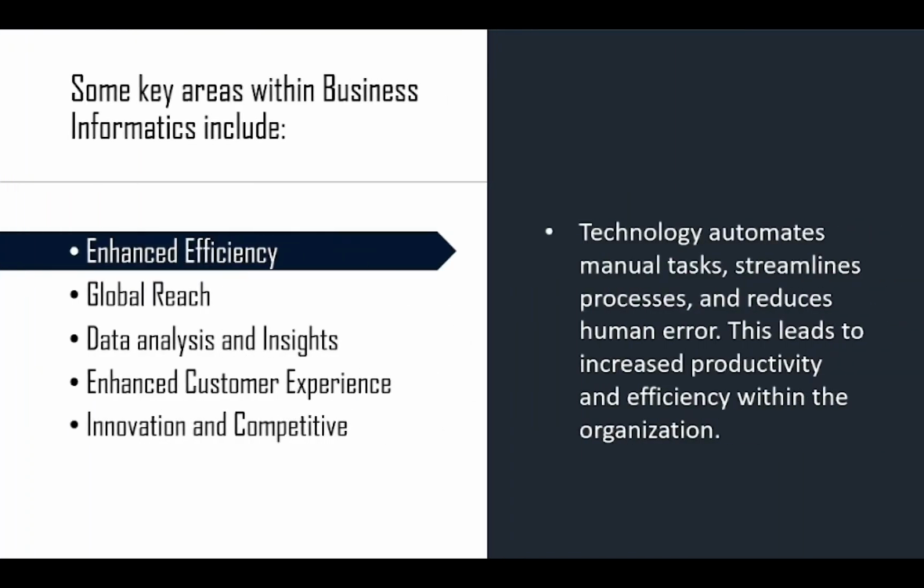Here are some key areas within business informatics, including enhanced efficiency, global reach, data analysis and insights, enhanced customer experience, and innovation and competitiveness. Firstly, enhanced efficiency. Technologies automate manual tasks, streamline processes, and reduce human error. This leads to increased productivity and efficiency within the organization. With the help of technologies, the workload is reduced, and the work becomes more accurate and faster.